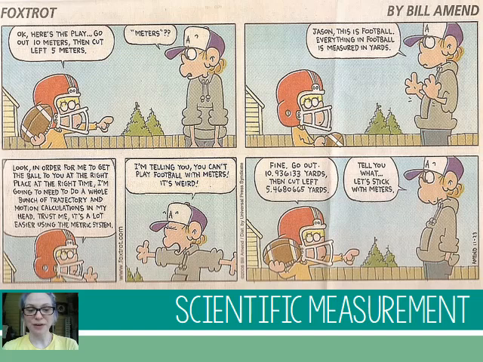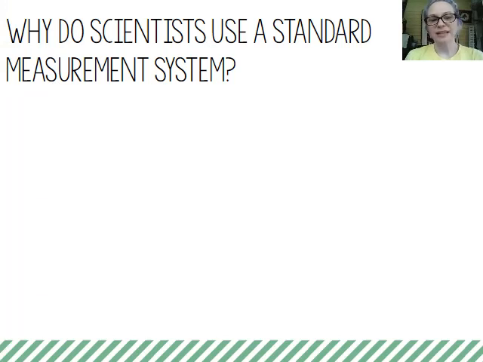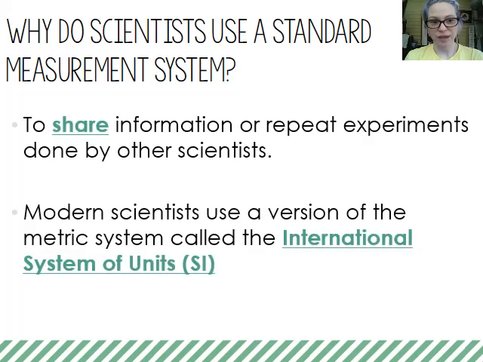So if you can't tell already, we're going to talk about the metric system today because that is what we use in science class. So why exactly do scientists use a standard measurement system? They do that to share information or to repeat experiments done by other scientists. Modern scientists use a version of the metric system that's called the International System of Units, SI. And you'll notice that International System and SI are reversed because it's actually French, Système International.